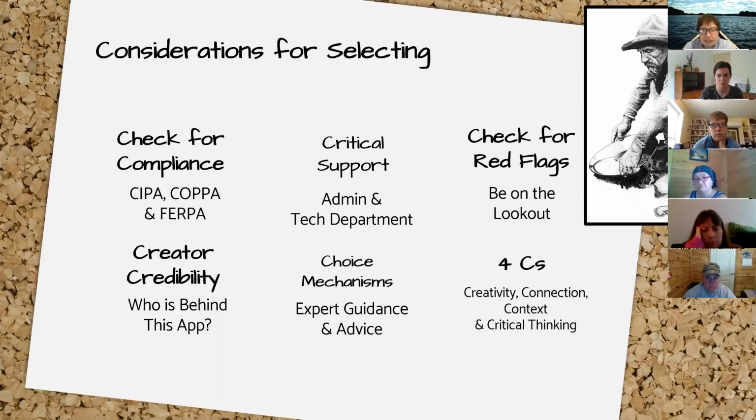So I have these 6 areas that I'm going to focus on: checking for compliance, critical support, checking for red flags, creator credibility, choice mechanisms, and then the 4 C's, as if there aren't enough C's in the previous 5. So moving on to the first one, checking for compliance is really important.